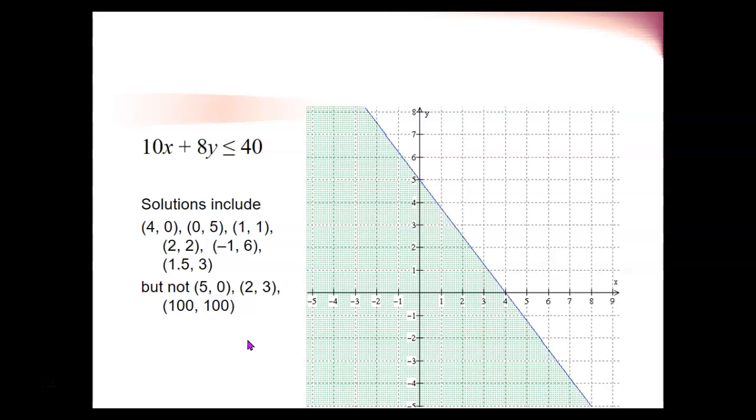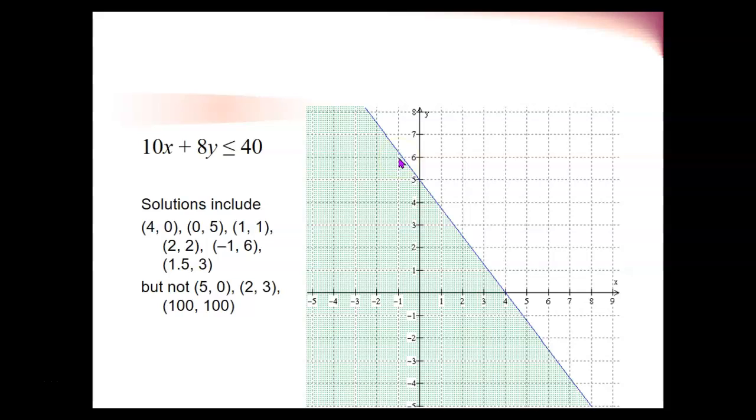So we can show what all the possibilities are by making a graph of this inequality. And here's what that looks like. So the blue line here, all the points on this blue line are where 10x plus 8y comes out to be exactly equal to 40. And then all the points in this shaded region here have x and y coordinates that make 10x plus 8y be less than 40.